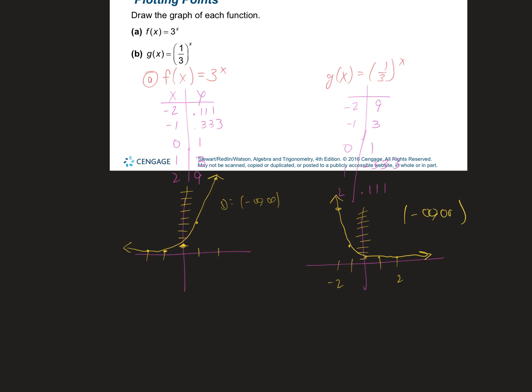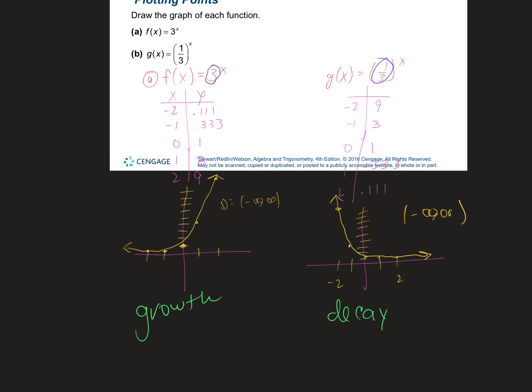Compare them. If I read them from left to right, what's the one on the left doing? Is it going up or going down? It's going up. It's a growth. This is increasing. What is the one on the right doing? Decreasing. This is a decay. You can tell by looking at a function if it's a growth or a decay by looking at the base. If the base is bigger than 1, it's a growth. If the number is between 0 and 1, it's a decay.